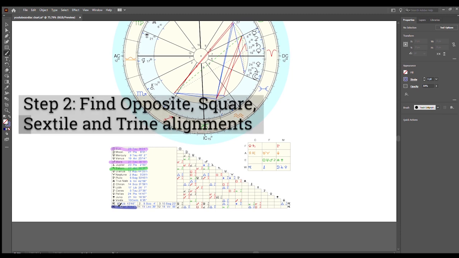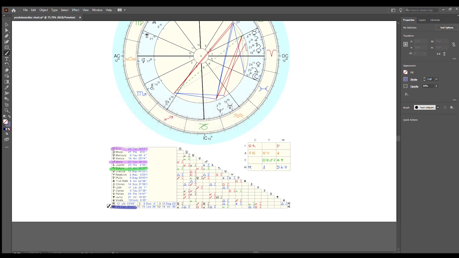So the next step is to find the other alignments that are significant in Western astrology. That would be sextile, trine, opposite, and square. So if we look for those alignments for the Pleiades, we will find that this birth chart has another Pleiadian alignment present. And first we'll deal with Sirius. Sirius has another alignment in her birth chart, and it is right here, 12 degrees Libra.